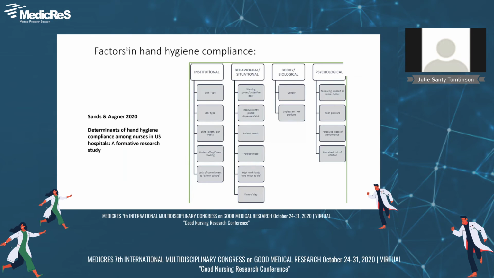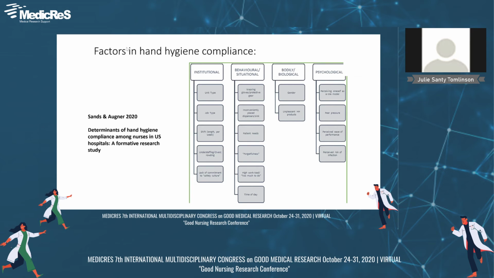So thinking about hand hygiene then, this is from a fairly recent study, again from the US, where this research has looked at, it's a review that's looked at what the determinants are of whether nurses actually undertake hand hygiene according to the World Health Organization or not. And what they found from their very in-depth review of the literature is that there are really 4 areas in which there are factors that affect hand hygiene compliance.